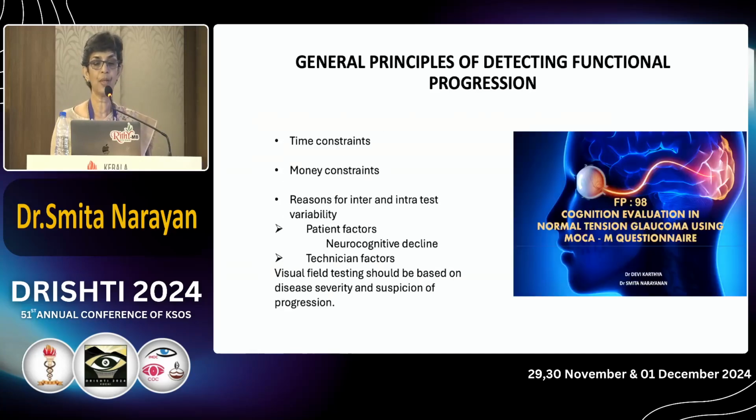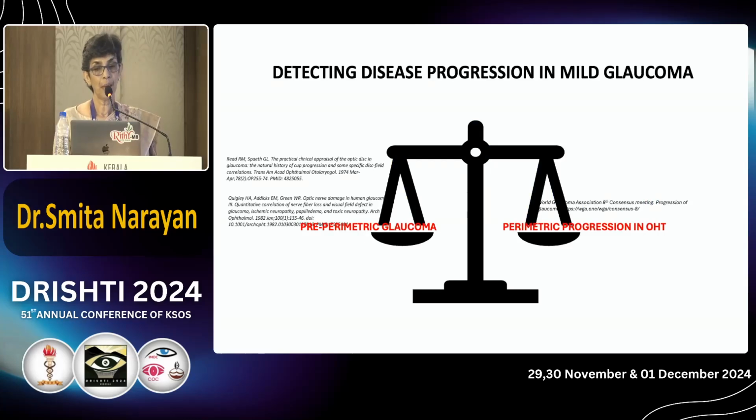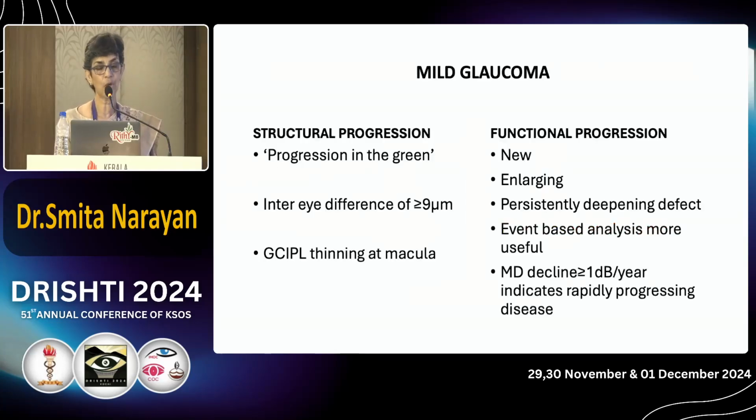Again, in normal tension glaucoma, an excellent study was conducted by one of my PGs, Dr. Devi Karthia, who showed that there is a definite neurocognitive decline in patients with normal tension glaucoma. And this was shown by using the Montreal Cognitive Assessment Questionnaire. So it becomes very difficult to consider the fields for normal tension glaucoma progression. In mild glaucoma, there is not only a pre-perimetric glaucoma, which is what we commonly hear, there is also a perimetric progression, which was endorsed by the World Glaucoma Association.